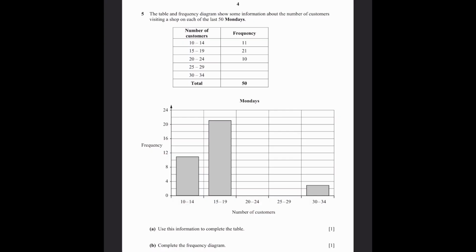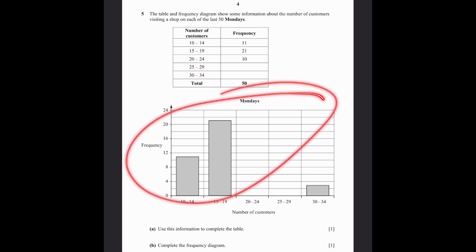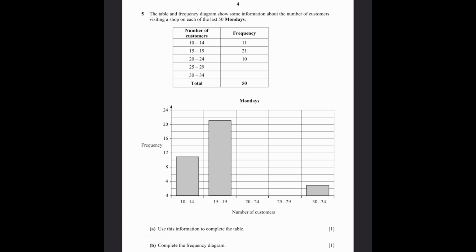The table and frequency diagram show some information about the number of customers visiting a shop on each of the last 50 Mondays. Number of customers: 10 to 14, that's 11. 15 to 19, that's 21. 20 to 24, that's 10. 25 to 29, and 30 to 34 are not given. We have a frequency diagram here, and A, use this information to complete the table.